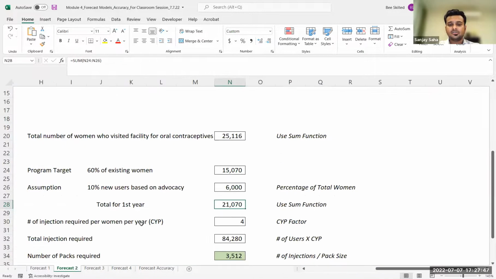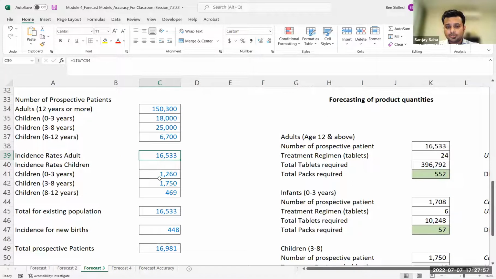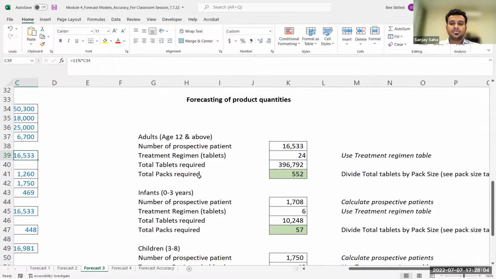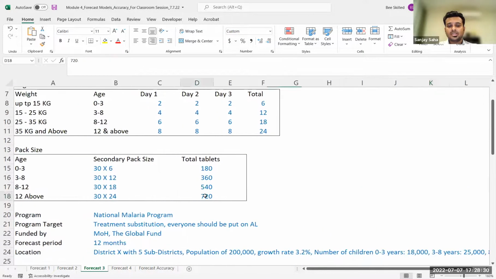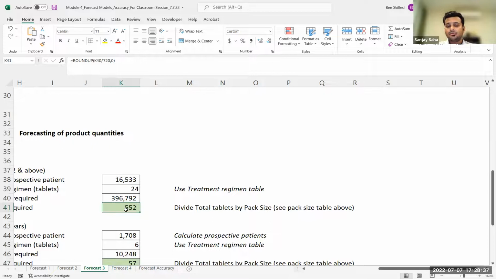Just like the services data, where we knew that the total number of women is 21,000 and then converted it into product quantities using the CYP factor, here, to convert the number of prospective patients into product quantities, we use the treatment regimen. So we know that for adults, these many adults will contract malaria. They need 24 tablets of artemether lumefantrine. So if we multiply this number by 24, we get 396,792 tablets required for adults. And if we divide it by the pack size, which is 720, we get the answer that we need 552 packs in 1 year for adults.